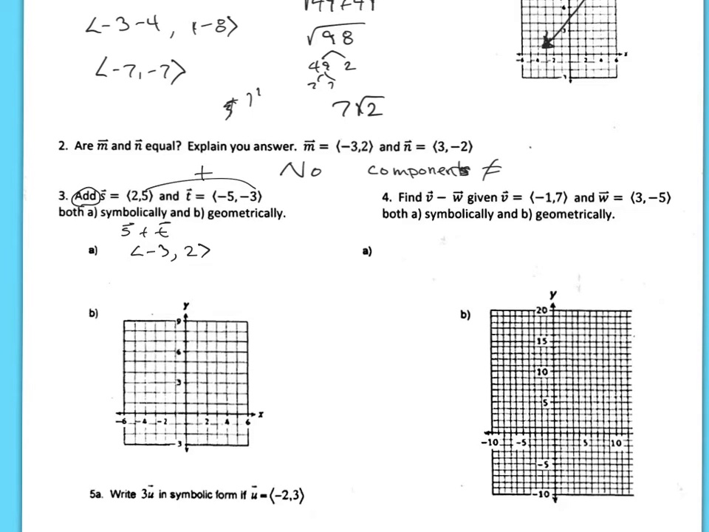Your first vector gets drawn in standard position, which is from 0, 0. When you're adding, the order doesn't matter, but I'm going to do s and then t. So vector s is right 2 up 5. That's hard to see. So there's vector s.